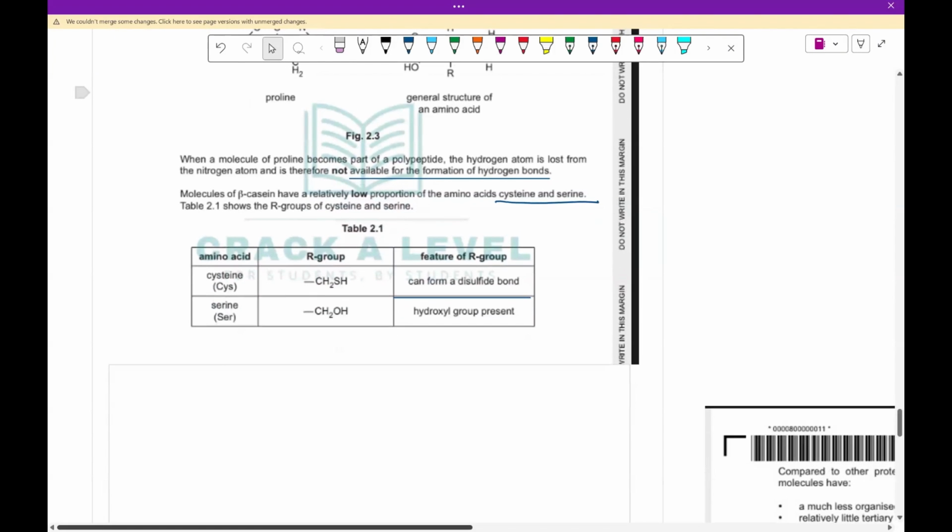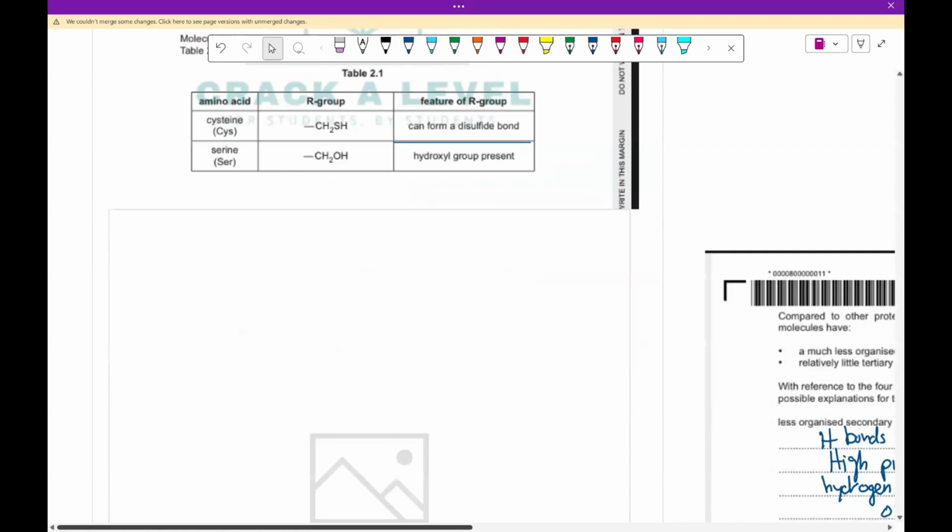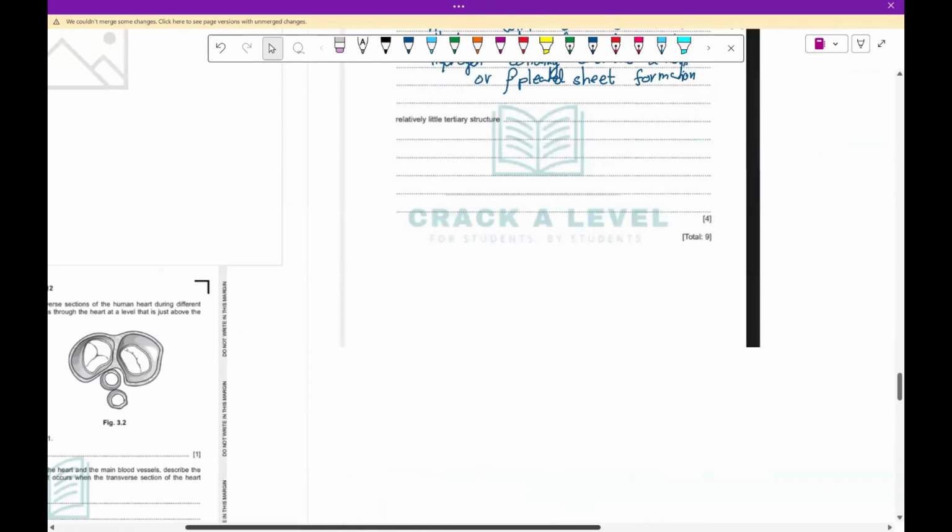So serine is also involved in hydrogen bonding, right? But since there is high proportion of you can get recording this, I'll send it in the groups where I sent it in inshallah soon.